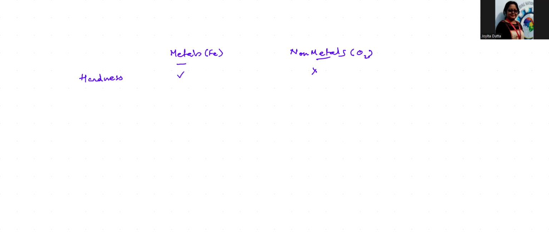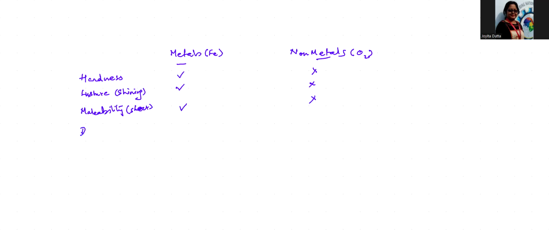Now, what about the shining property? Shining property means the luster I am talking about. Metals have a shining property, non-metals do not shine. Next, I have malleability. Malleability means I can stretch it into sheets, beat it into sheets. So metals are malleable, non-metals are not.